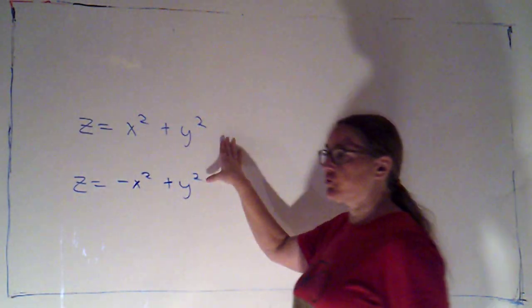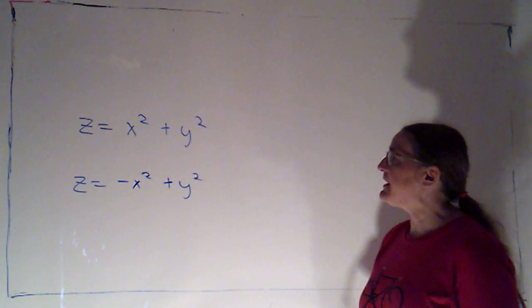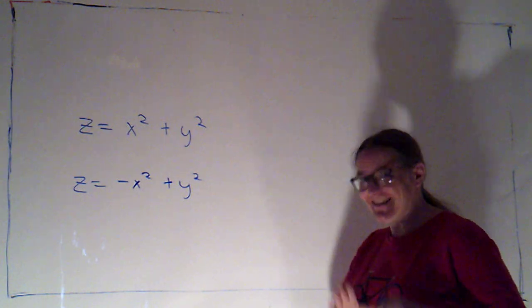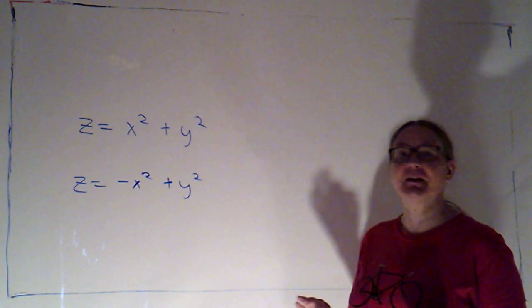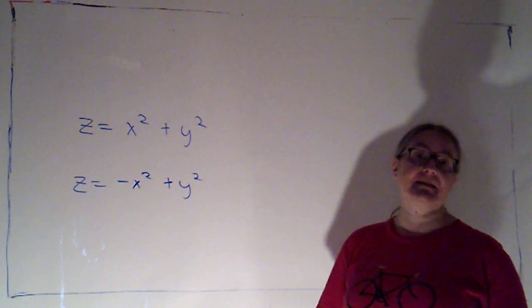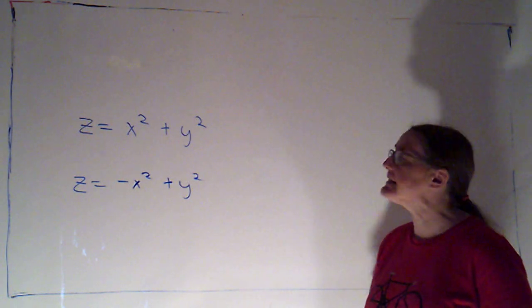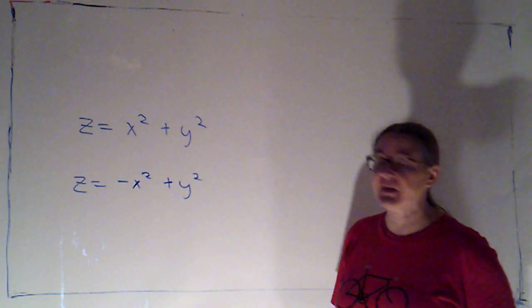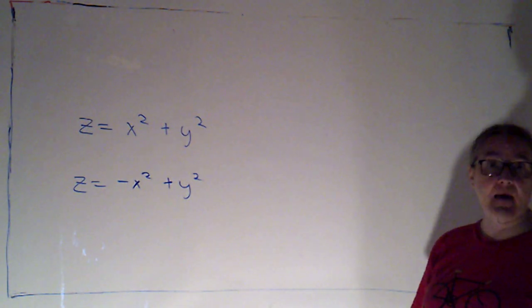You have noticed that all of our cross-sectional traces so far have been either hyperbolas or ellipses. Now, occasionally we've gotten degenerate ones: degenerate ellipses in the sense of just a single point, degenerate hyperbolas in the sense of intersecting lines. And with the hyperboloid in two sheets, we sometimes got absolutely nothing. But what we haven't seen yet is a parabola.